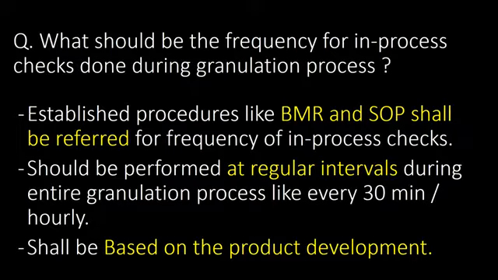What should be the frequency for in-process checks done during granulation process? Established procedures like BMR and SOP shall be referred for frequency of in-process checks. In-process checks should be performed at regular intervals during the entire granulation process, like every 30 minutes or hourly. Frequency for in-process checks shall be based on the product development.